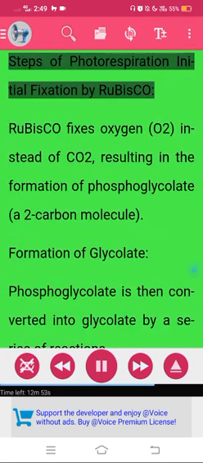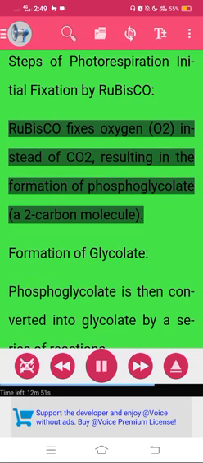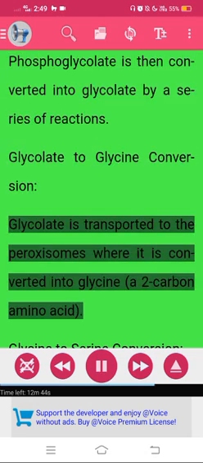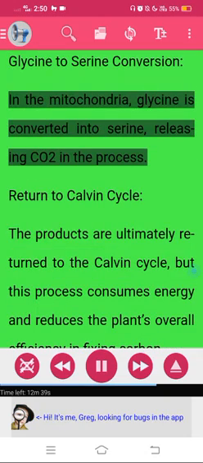Steps of photorespiration. Initial fixation by Rubisco: Rubisco fixes oxygen (O2) instead of CO2, resulting in the formation of phosphoglycolate, a 2-carbon molecule. Formation of glycolate: phosphoglycolate is then converted into glycolate by a series of reactions. Glycolate to glycine conversion: glycolate is transported to the peroxisomes where it is converted into glycine, a 2-carbon amino acid. Glycine to serine conversion: in the mitochondria, glycine is converted into serine, releasing CO2 in the process.